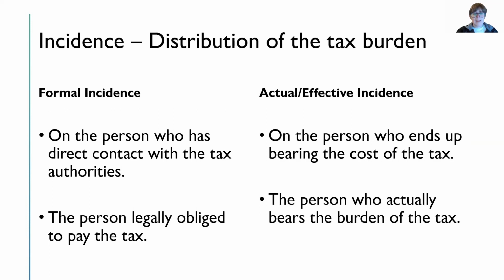So, incidence. This is the distribution of the tax burden. So there are different types of incidence. Firstly, we have a formal incidence. So this would be on the person who has direct contact with the tax authorities, and that person will be legally obliged to pay that tax. We then have actual and effective incidence, which is on the person who ends up bearing the cost of the tax. And this person would actually bear the burden of that tax.